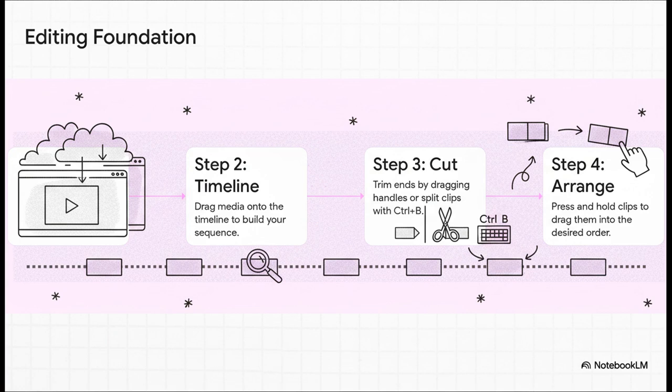Step 1, you just import all your clips. Step 2, you drag them onto the timeline. Then, step 3 is where you start shaping your story. You can trim your clips just by grabbing the ends and dragging them, or if you need a really precise cut, you just hit the split tool. By the way, the shortcut for that is Ctrl+B on your keyboard. And finally, you just move the pieces around to build your narrative. It's so direct, so simple.